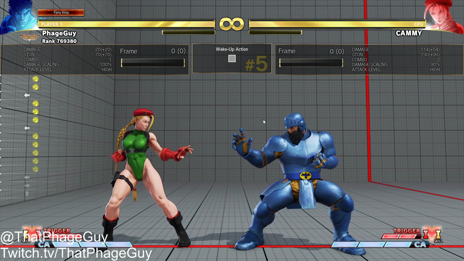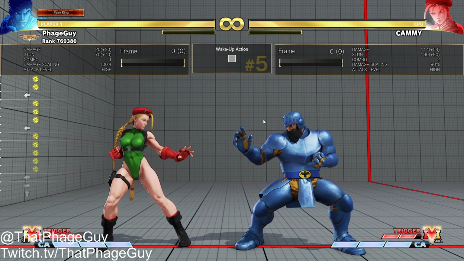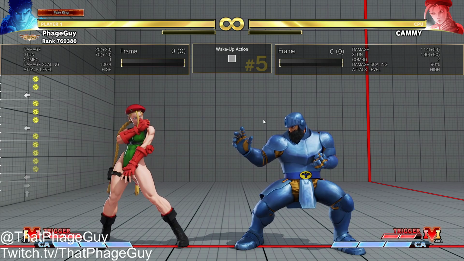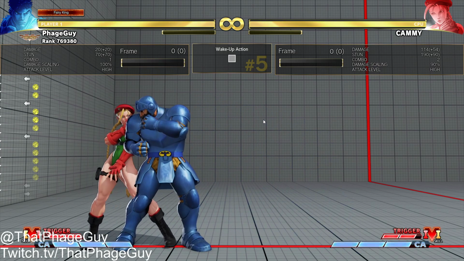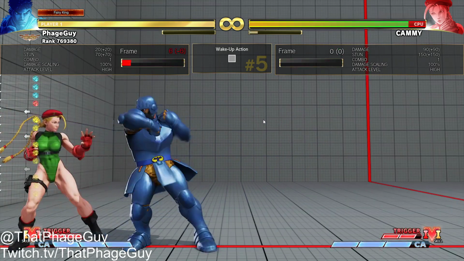This attack, the standing light punch, only has 3 frames of startup. They should combo. So let's go into the lab and test it out. So here is the standing heavy punch, and the follow-up whiffs.